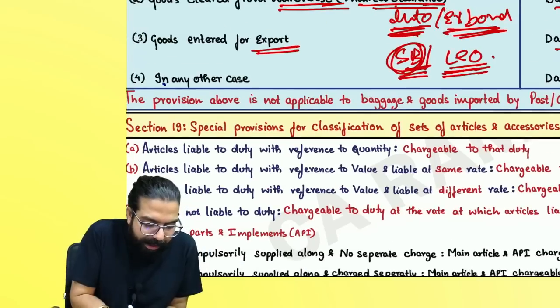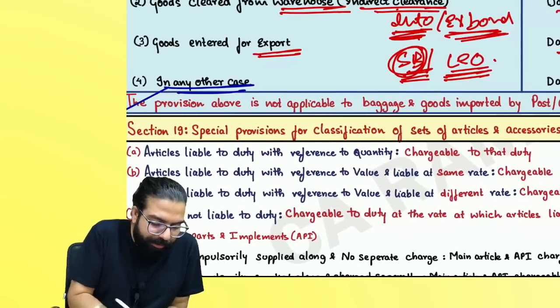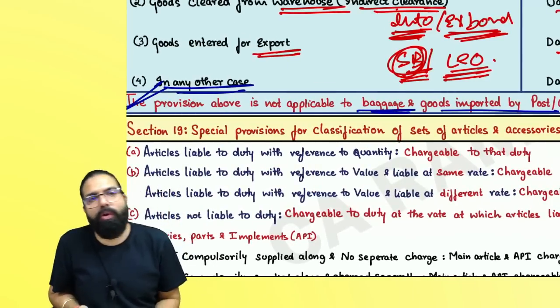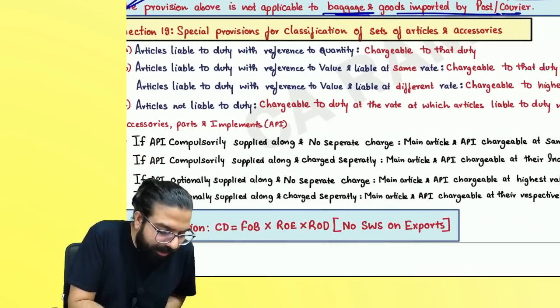The next one is, in any other case, it is always the date of payment of duty. And sir, these provisions are not applicable in case of baggage, goods imported by post or courier, because for them special provisions are there. The next one over here is section number 19.